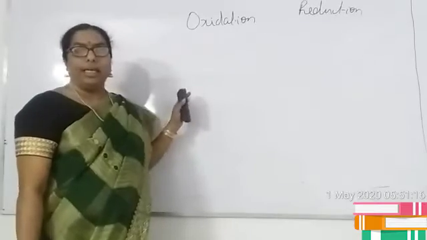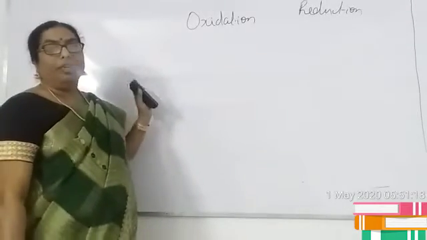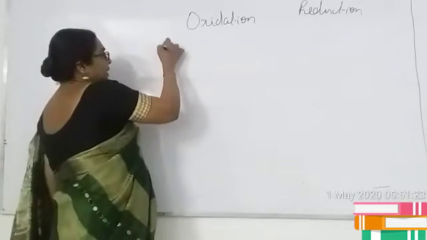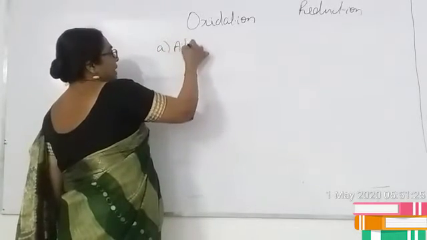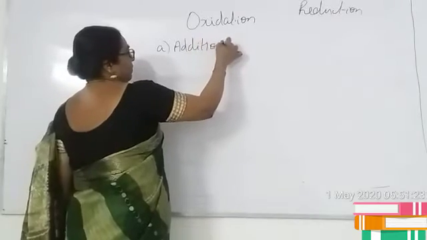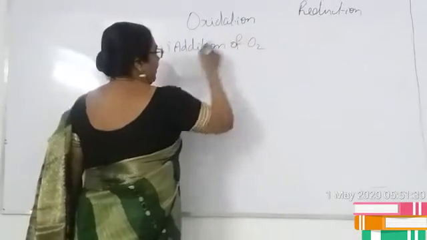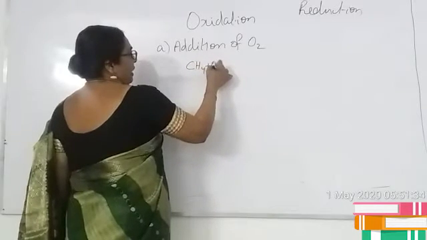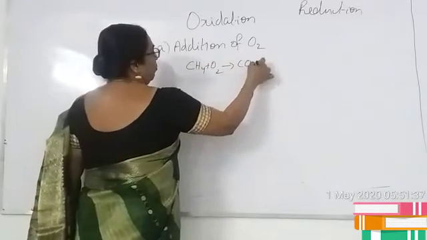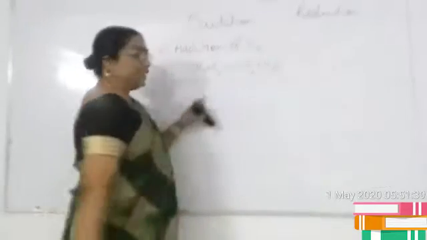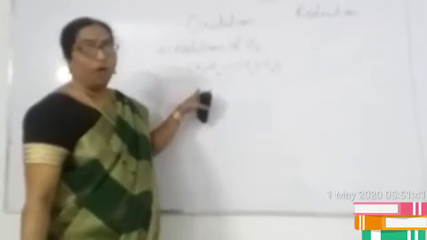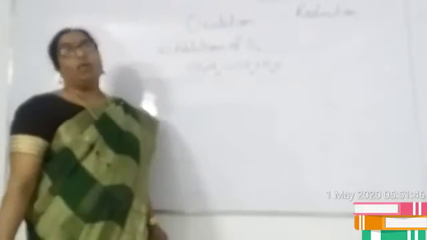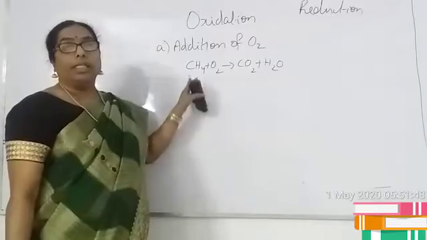We know that oxidation is a process which involves addition of oxygen. Suppose you consider CH4 plus O2 gives CO2 plus water. In this case we can see that it involves addition of oxygen. So this type of reaction which involves addition of oxygen is termed as oxidation.